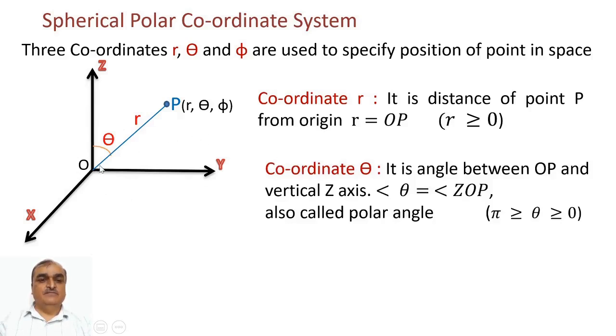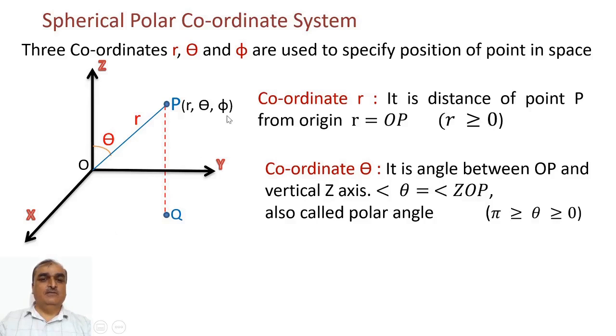Then the second coordinate, theta. The angle made by this line OP with the z axis is the theta coordinate. It is also called the polar angle. This angle ZOP is the theta coordinate. The value of theta varies from 0 to 180 degrees. When point P is on the z axis, the value of theta is 0. As the point goes away from the z axis, the value of theta increases. And when the point is on the negative z axis, the value of theta is 180 degrees.